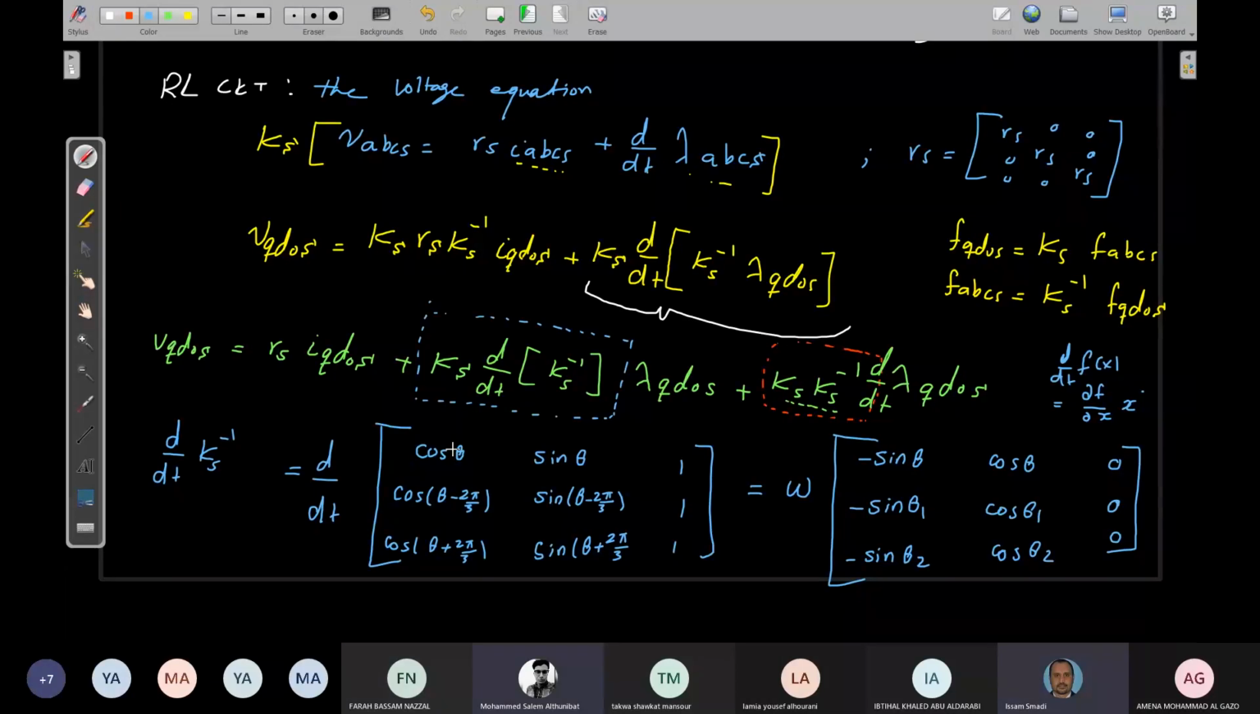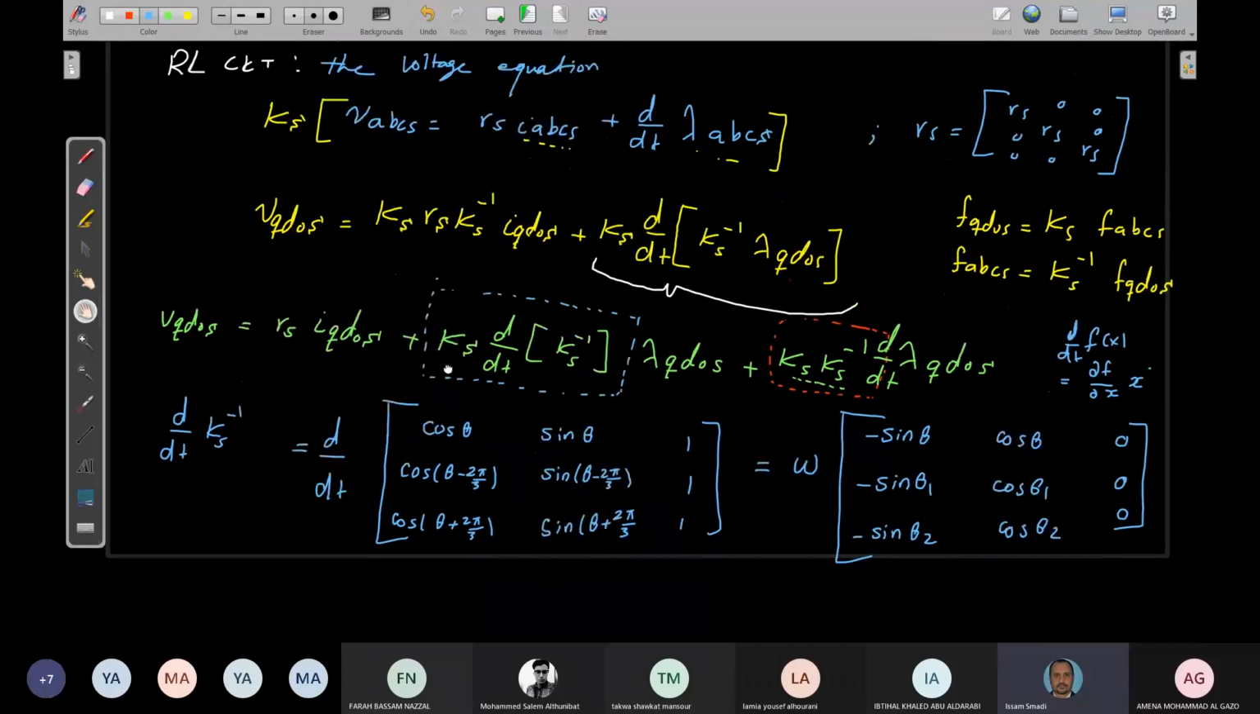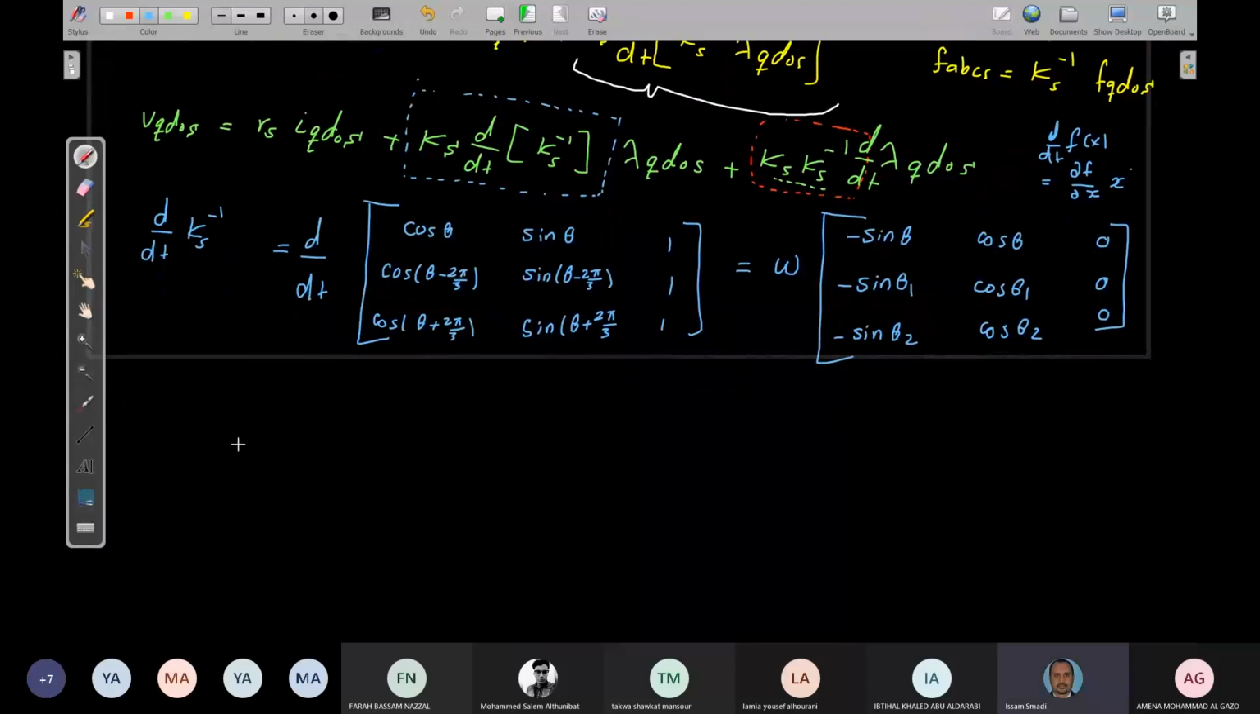Good. So now I need to evaluate this term. I need to multiply Ks by the Ks inverse derivative. Correct? So let's do it here. Now I need to evaluate Ks times d by dt of Ks inverse, and this will equal.